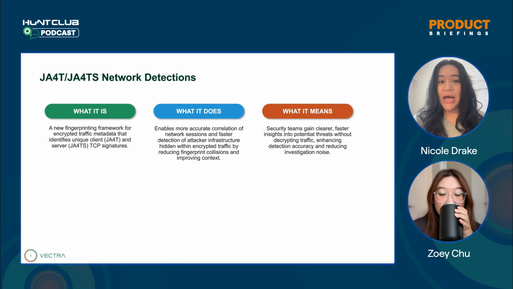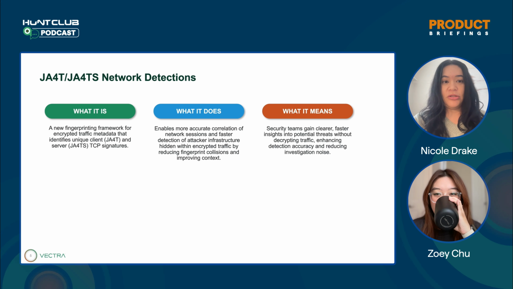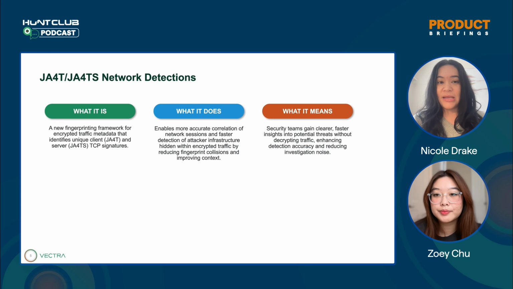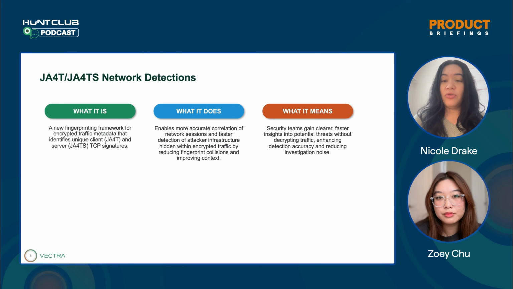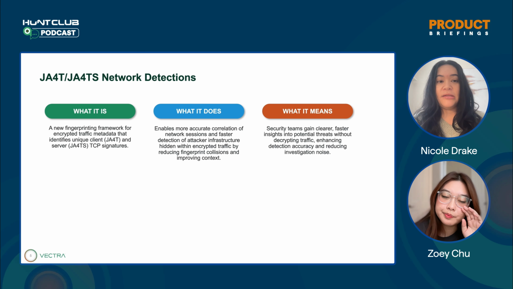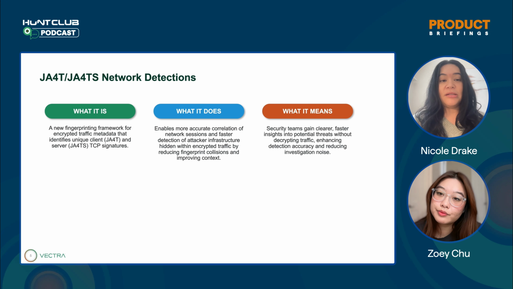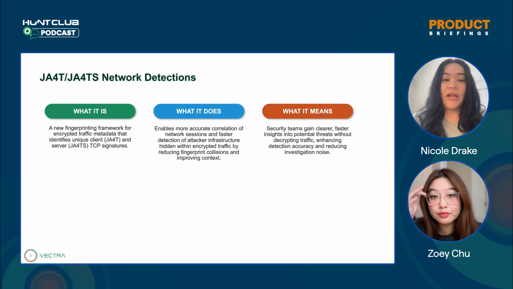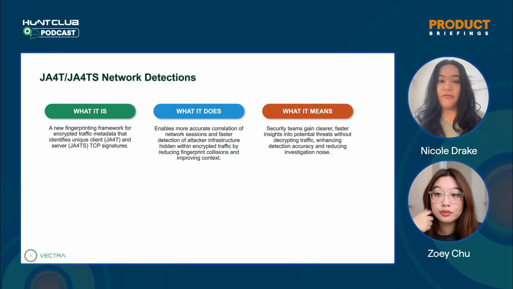but it also creates massive blind spots for threat detection. Attackers know this, and they are increasingly hiding their malicious activities inside these encrypted channels. So with our JA4T and JA4TS detections, we are able to provide a new fingerprinting framework that analyzes encrypted traffic metadata to identify unique TCP signatures for both clients and servers. You can think of it as creating a distinctive profile for how different applications and systems communicate without needing to decrypt the actual data itself.